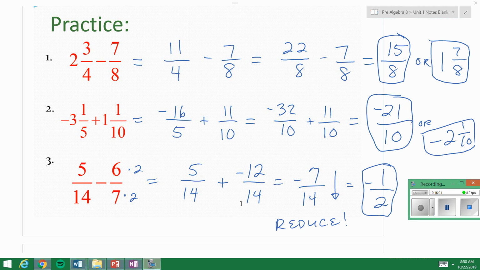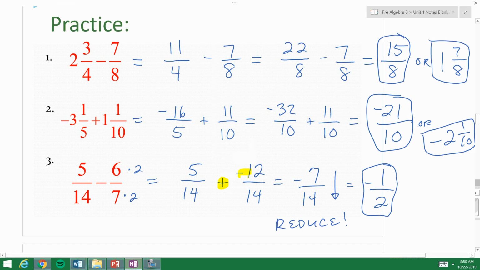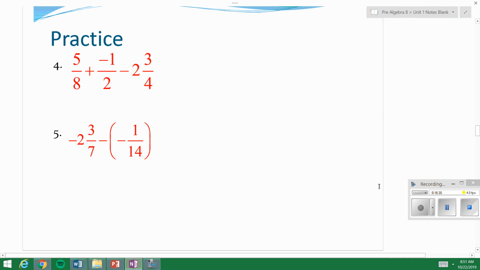On number 3, this is the first one that I need to reduce. The common denominator was 14. And I have 5/14, take away 12/14. And if you remember from last unit, anytime you see subtraction, I change it to adding a negative. And I did that because the number I was subtracting was bigger than the first number. So in this case, I end up with negative 7/14. And yes, it's a great idea to reduce. If you can reduce, you must reduce. All right? Last practice examples. Let's see if we get the same answer on these two.